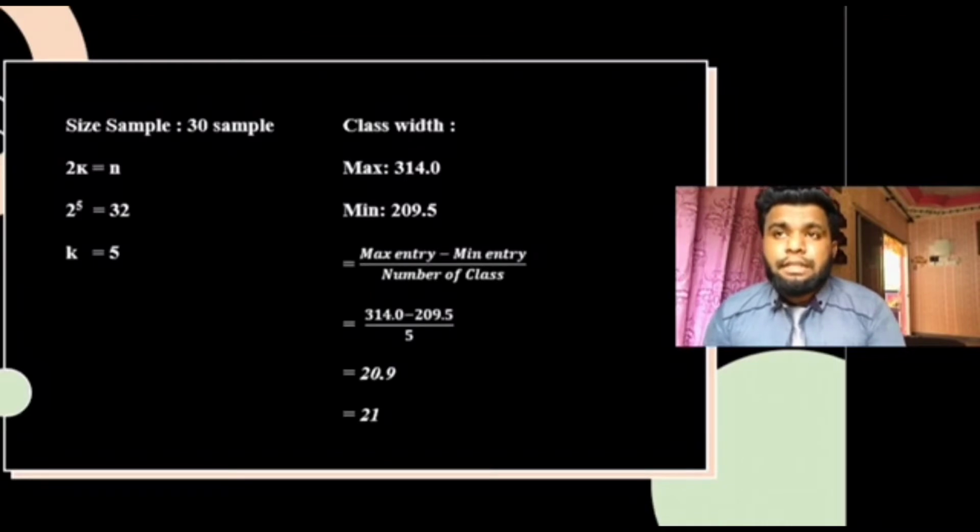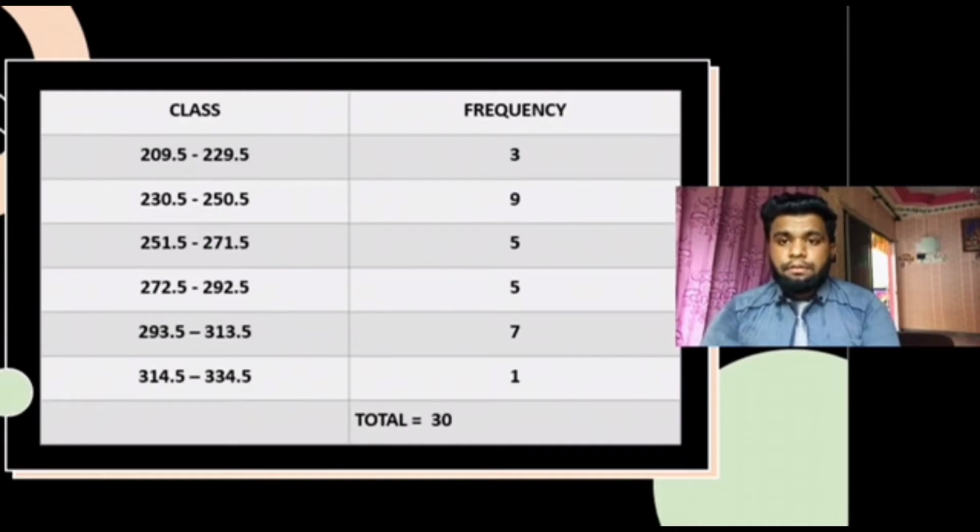To calculate the class width, the formula is maximum entry minus minimum entry divided by the number of classes. That is 314.0 minus 209.5, divided by 5, which equals 20.9, and we need to round it off to make it 21. This is the first table, which is class and frequency.